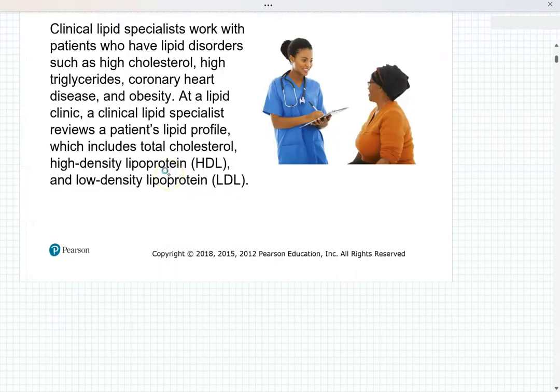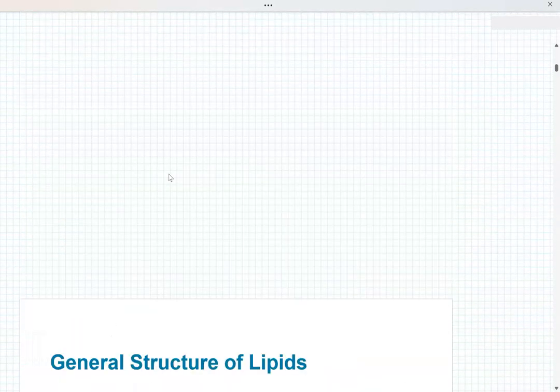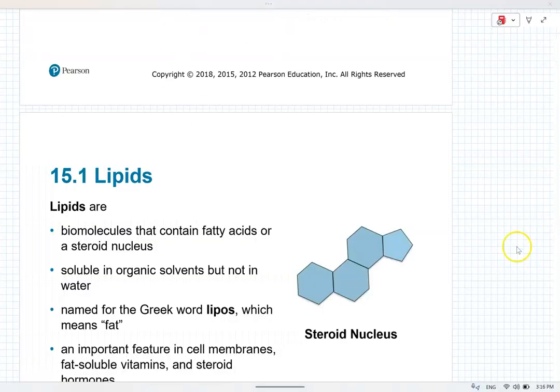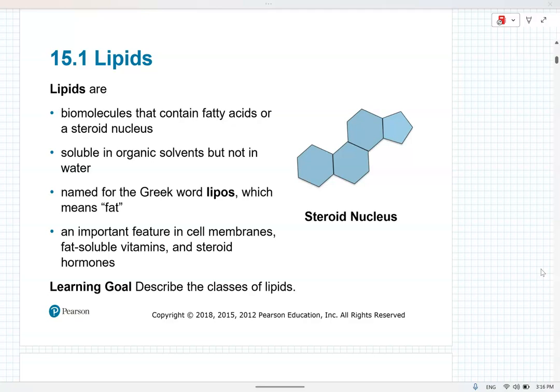It's either... So what are the main components of lipids, right? So it's either the molecules that will contain fatty acids or steroids. So you can see steroid nucleus on the right. All lipids are hydrophobic, which means they are not soluble in water. They are soluble in various organic solvents though.